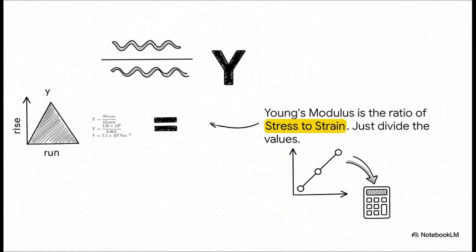Just remember this: Young's modulus is the slope. That's it. It's the slope of that initial straight line part. And how do you calculate a slope? It's just rise over run. In our case, that's stress divided by strain.